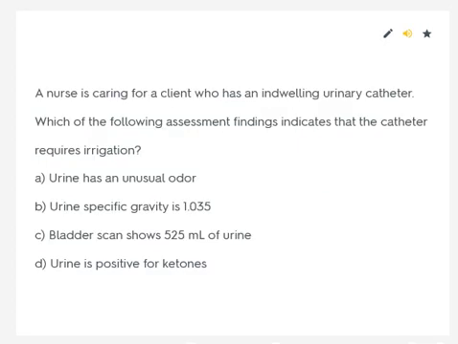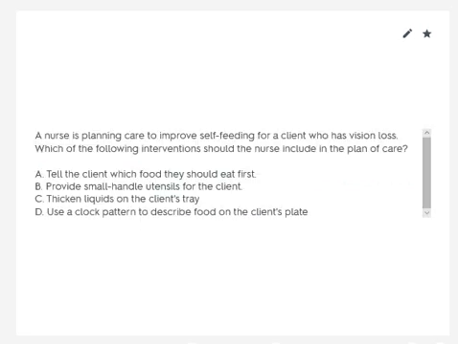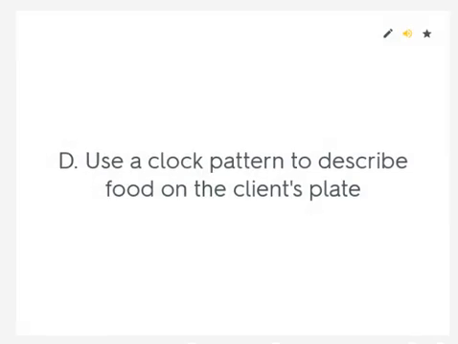A nurse is caring for a client who has an indwelling urinary catheter. Which of the following assessment findings indicates that the catheter requires irrigation? A. Urine has an unusual odor. B. Urine specific gravity is 1.035. C. Bladder scan shows 525 milliliters of urine. D. Urine is positive for ketones. C. Bladder scan shows 525 milliliters of urine. D. Use a clock pattern to describe food on the client's plate.